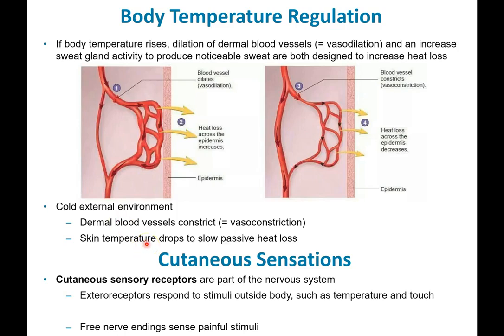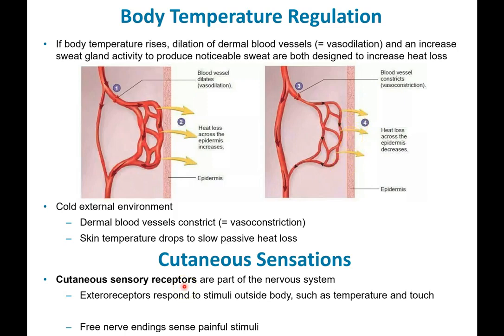Now, when there is a fall or drop in body temperature, blood vessels in the dermis will constrict or narrow to slow the loss of heat. Here, vasoconstriction is the process by which blood vessels narrow or constrict to pull away from the skin's surface, resulting in decreased blood flow towards the skin surface. Decreased blood flow beneath the epidermis causes less heat to escape from the skin surface, resulting in decreased heat loss.